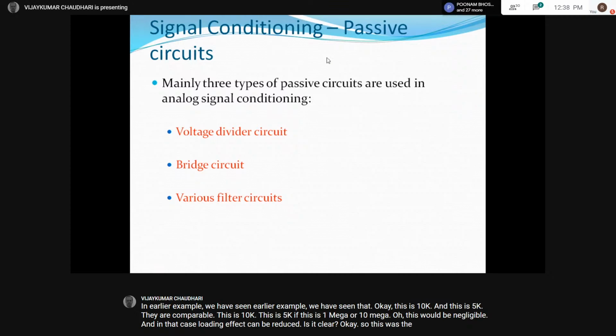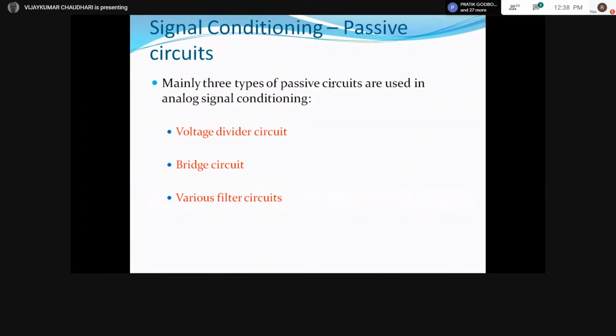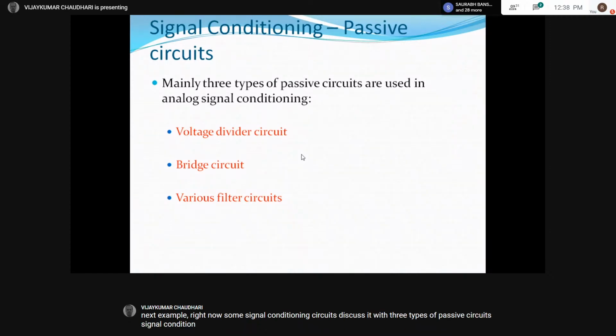Okay, let's consider passive first, and then we will discuss signal conditioning using the most widely used, popular component, the op-amp. That will be later. Now it's signal conditioning using passive circuits. The main three types of passive circuits used in analog signal conditioning are the voltage divider circuit, the bridge circuit, and various types of filter circuits. So what is a voltage divider circuit? Let us consider one by one.